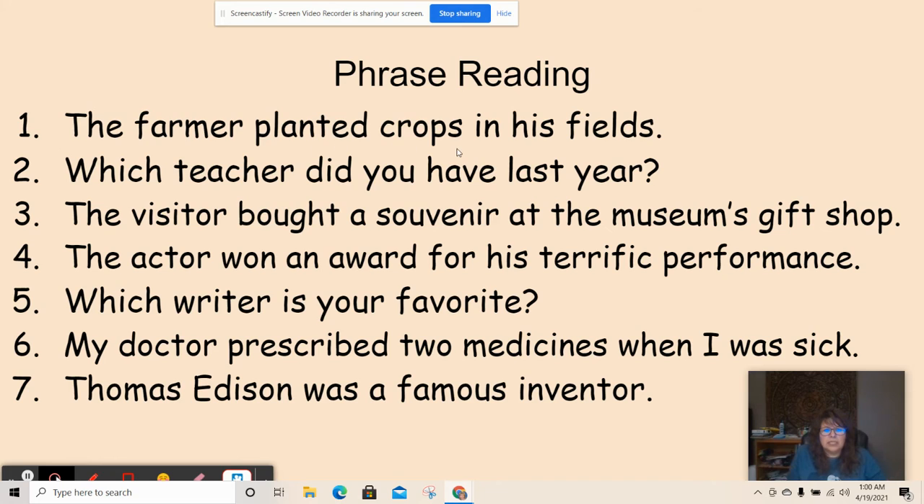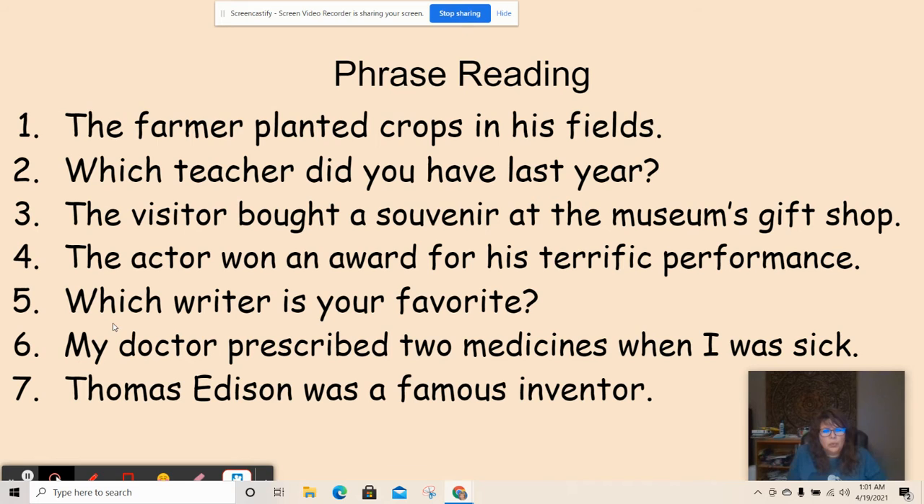The farmer planted crops in his fields. Farmer, someone who farms. Number 2, which teacher did you have last year? Teacher, someone who teaches. Number 3, the visitor bought a souvenir at the museum's gift shop. Visitor, someone or one who visits. Number 4, the actor won an award for his terrific performance. Actor, one who acts, is an actor.